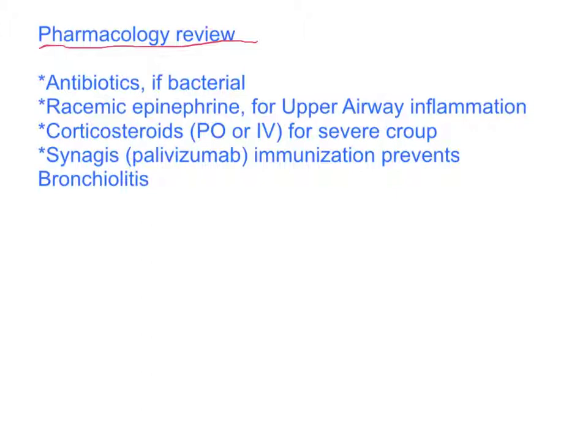Synagis or palivizumab immunization prevents bronchiolitis. So this is the end of the nuts and bolts of what you should be reviewing for the respiratory lectures.